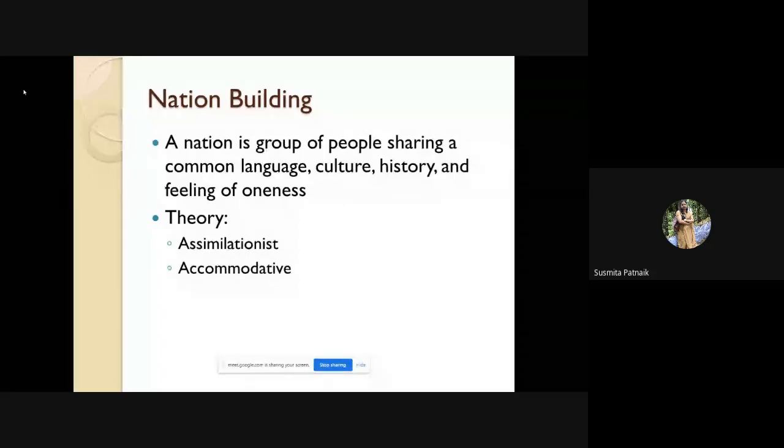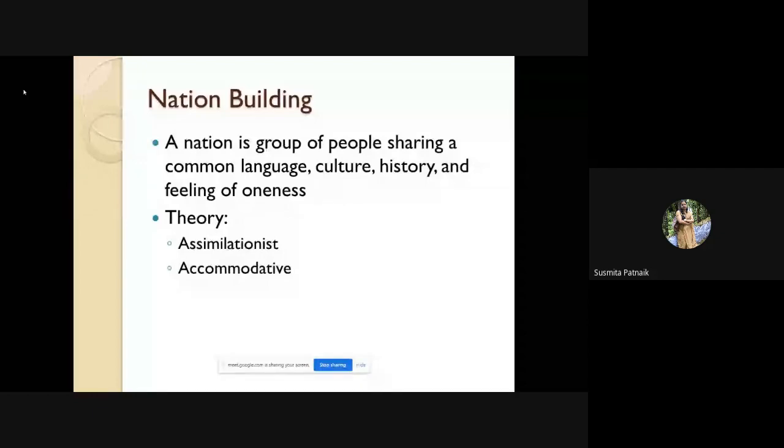So in the assimilative theory, what will happen? In this case, suppose take for example a state that is formed only by race, only by religion. These things are called an assimilative theory. Take for example the case of Pakistan. Pakistan is a country where everyone is a Muslim. Or Nepal, a country which was created where everyone is a Hindu. So this is the case of the assimilation theory.